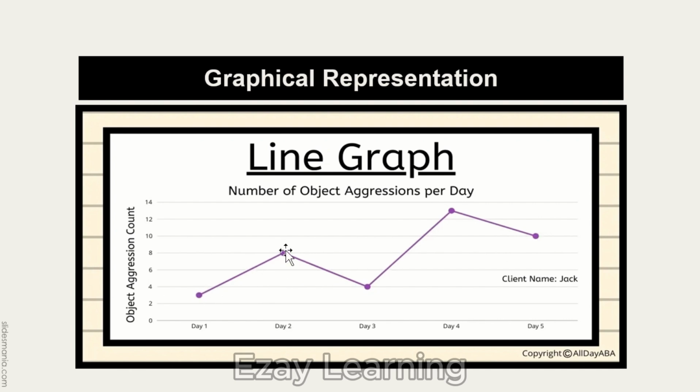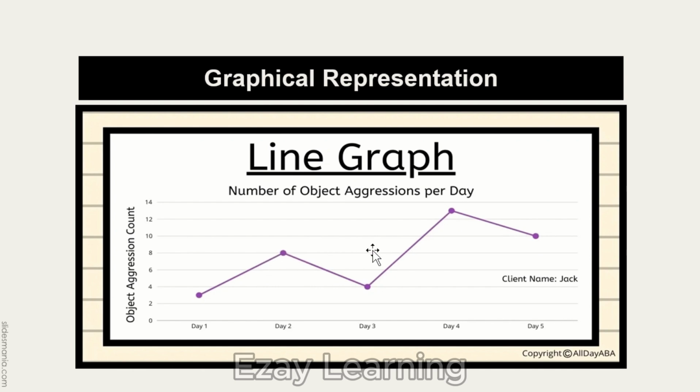If the line is going up, we say that the behavior is increasing. So the behavior increased from day 1 to day 2. When the line is going down, we can say the behavior is decreasing. So the behavior decreased from day 2 to day 3. Then again there is a sudden increase from day 3 to day 4, so we say the behavior is increasing, and then again it is decreasing. That's how you interpret a line graph. Simply see the trends of behavior.